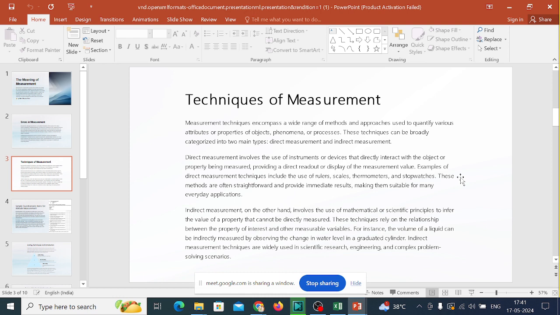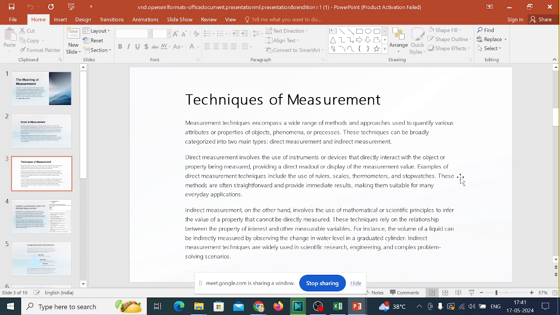Now, what is indirect measurement? Indirect measurement, on the other hand, involves the use of mathematical or scientific principles to infer the value of a property that cannot be directly measured. These techniques rely on the relationship between the property of interest and other measurable variables.